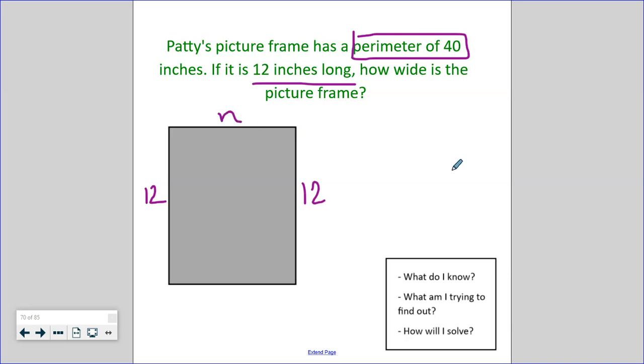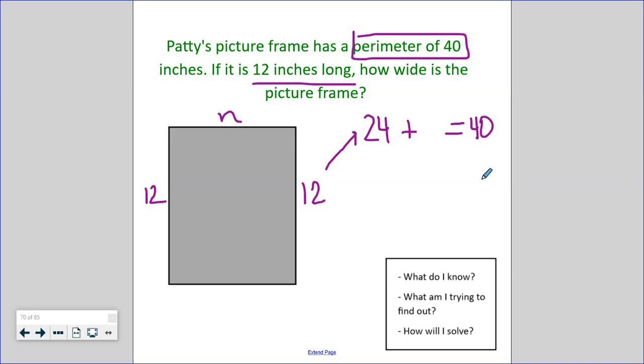Okay, this one's a little more tricky, isn't it? We're going to have to do a couple steps. First, we need to add up the part we know, 12 plus 12, and I'm going to do it in my head. 12 plus 12 is 24, okay? So these two sides together make 24. I know that 24 plus n is going to equal 40. So 24 plus what is 40? How do I figure that out?